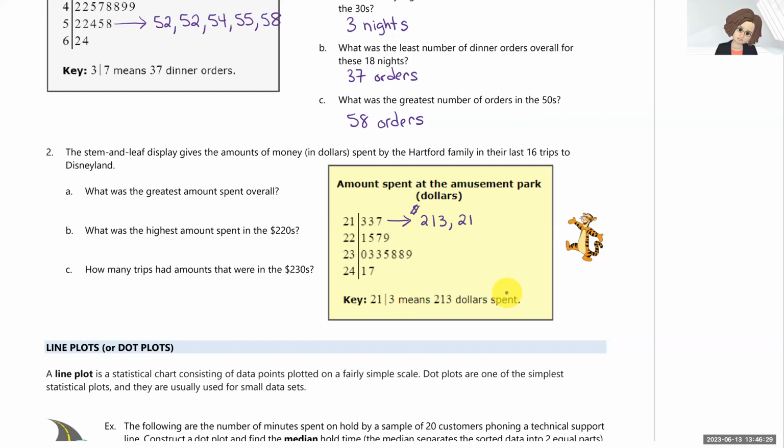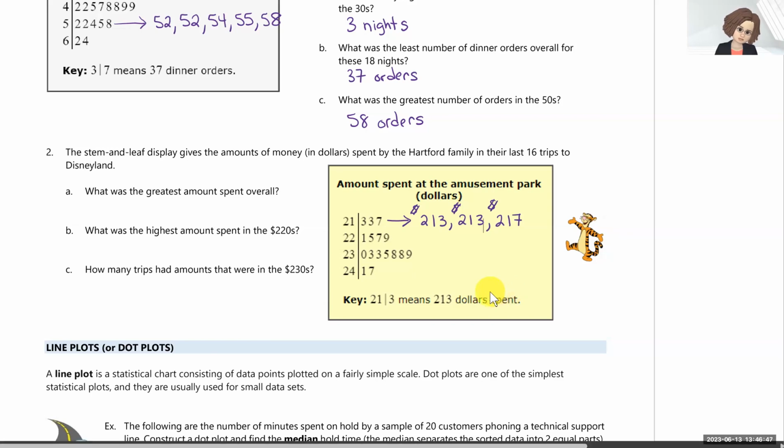Then 21 for the stem, another 3 as a leaf. That's also a day of $213 spent. And then the 21 is the stem and a 7 as the leaf. That visit, $217 was spent. All right, now we know how to read the graph.